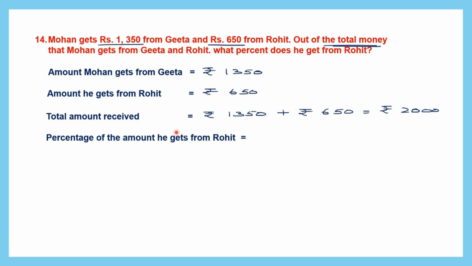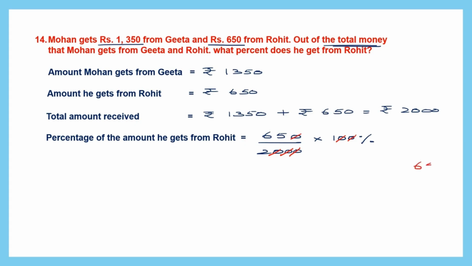So the percentage of the amount he gets from Rohit. We have to take the amount that Rohit gets, which is 650, divide this by the total amount, which is 2000, and since we're finding the percent, we multiply by 100%. So here let's cancel. We can cancel two zeros here. So now we have 65 by 2.